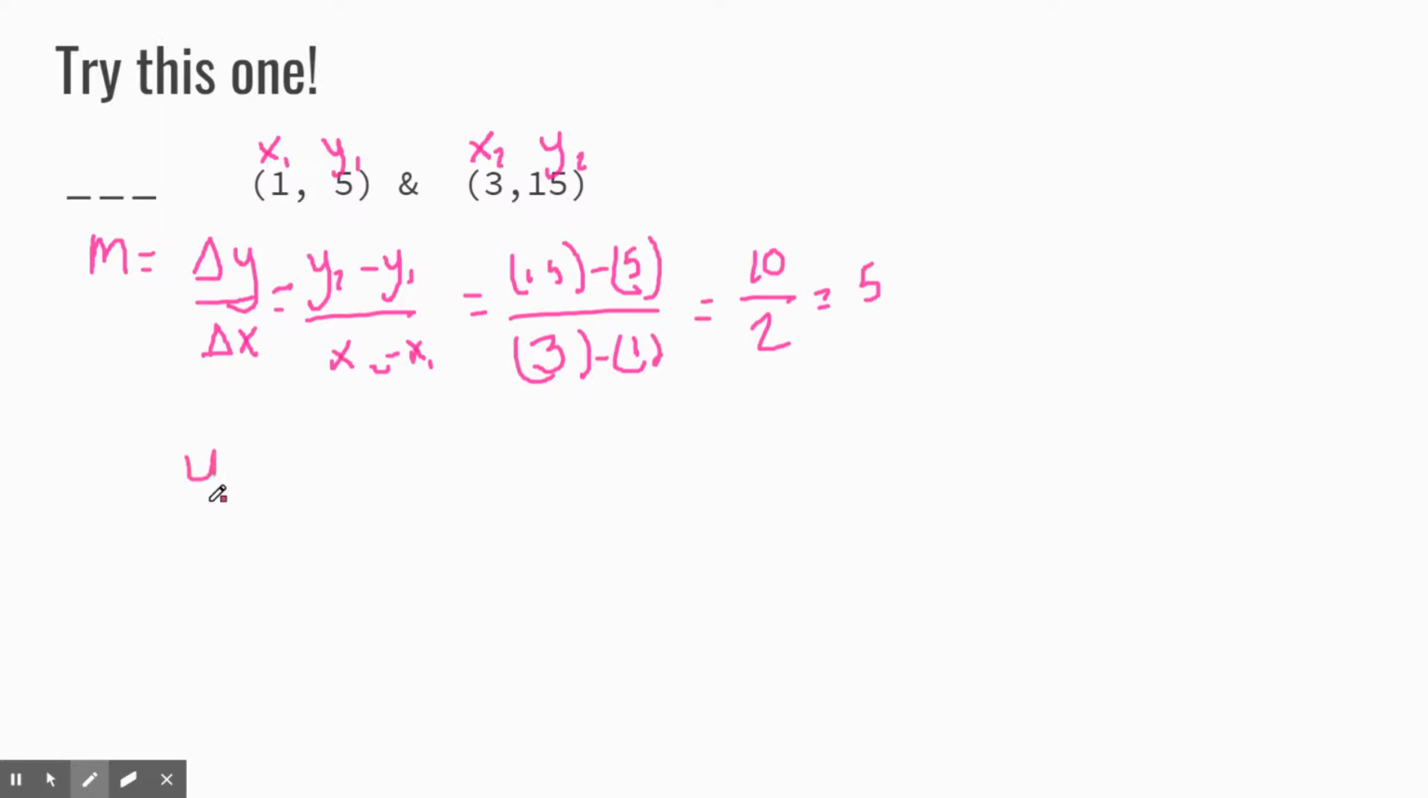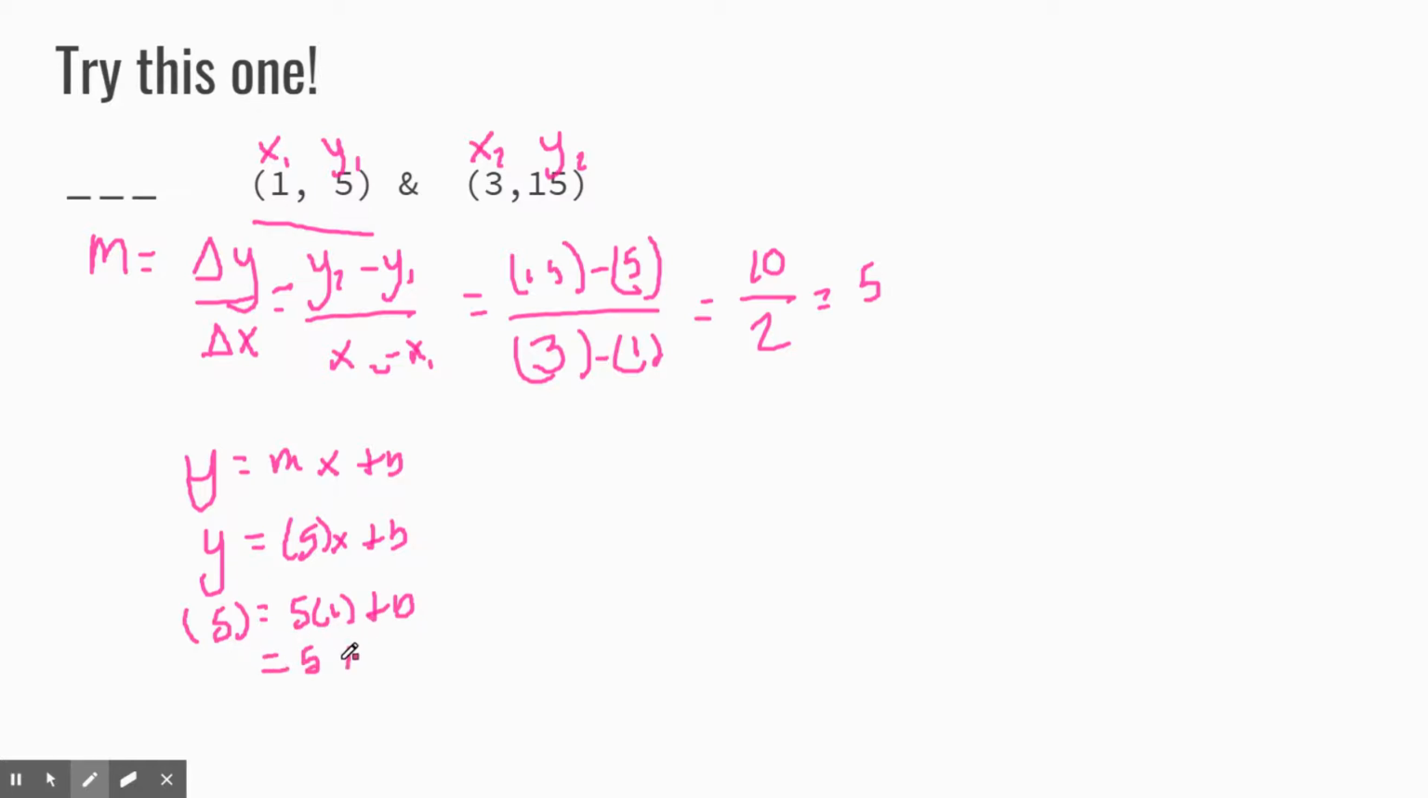So now I'm going to plug it into the equation y equals mx plus b. So it's y equals 5x plus b. Now I have to pick one of my points to plug in. I'm going to plug this one in here. So that's going to be 5 for y equals 5 times 1 for x plus b. 5 times 1 is going to be 5 plus b, and my y is still 5.